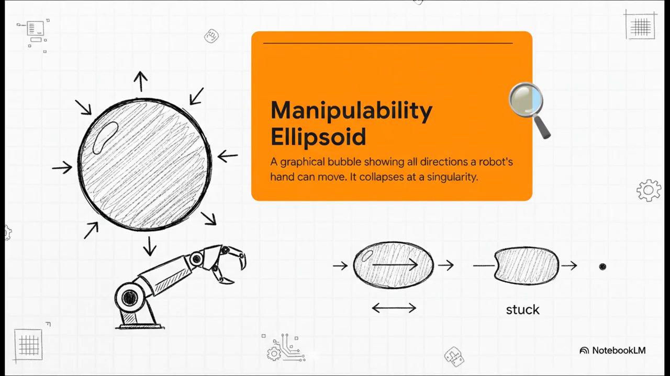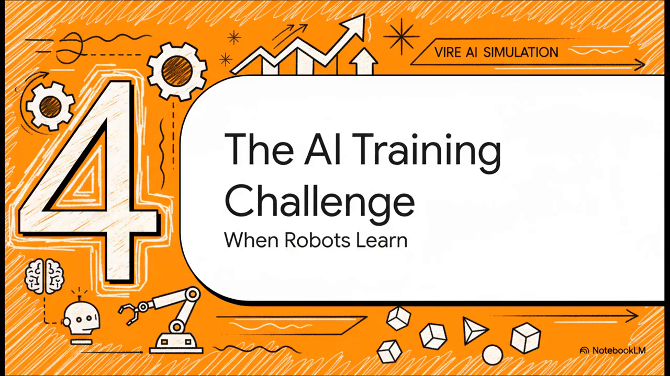But as it gets closer to a singularity, that bubble gets squashed. It might flatten into a line, meaning it can only move back and forth. Or it could collapse all the way down to a single point, meaning it's totally and completely stuck. So that's the classic problem and the classic solution. But everything changes when we stop pre-programming robots and start letting them learn all on their own. And this is where the real challenge begins.